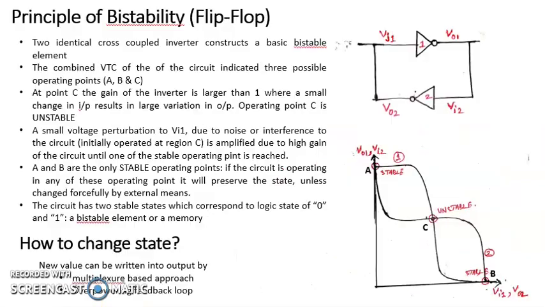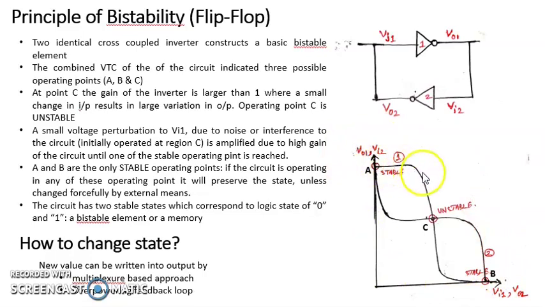Now, in order to understand how a storage device stores information, let us take the example of a basic bistable element. Here, the output of an inverter is connected to the input of a second inverter, and the output of the second inverter is connected again to the input of the first inverter. Inverters 1 and 2 are identical in nature. This is the voltage transfer characteristics of the circuit.